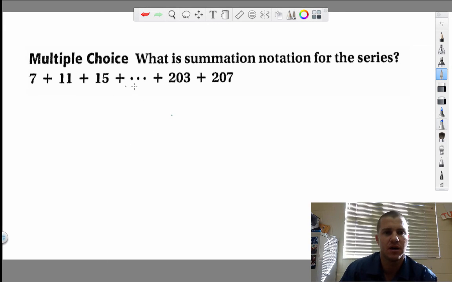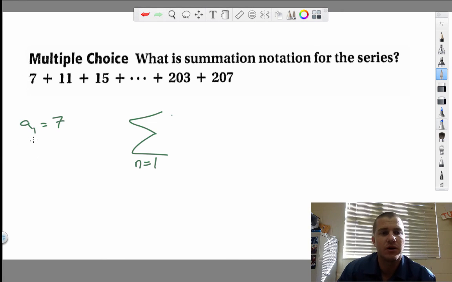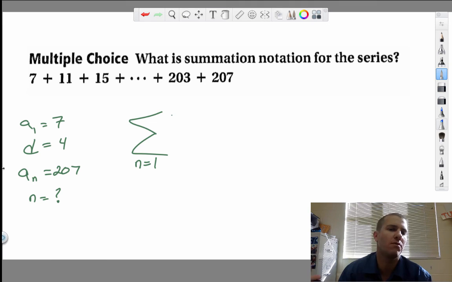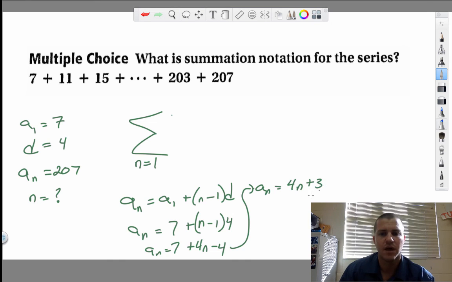All right, so this is the last example, and it's to write it in summation notation for this series. When I'm writing it, I'm always going to start with the first term. So 7 is the first term. What else do I know about this series? I know the common difference is 4, and I know the last term is 207, but I don't know what term number that is. So in order to do so, I need to find the equation, and I'm going to use the AN formula, which I have all the stuff to do. I'm plugging in 7, and I end up getting 4n plus 3.